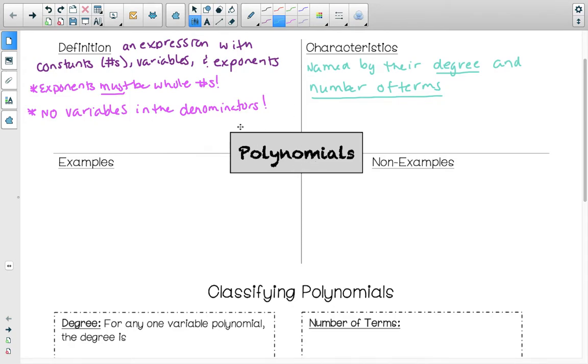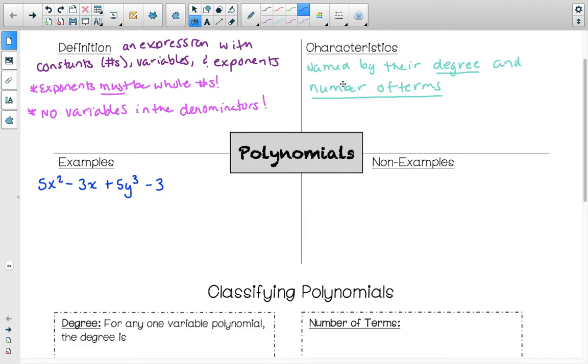An example of a polynomial that has constants, variables, and exponents can be 5x squared minus 3x plus 5y cubed minus 3. This is considered a polynomial because all of the exponents are whole numbers. It has no variables in the denominator, and it consists of constants, variables, exponents. It consists of all types of numbers and variables. The variables do not have to be the same.